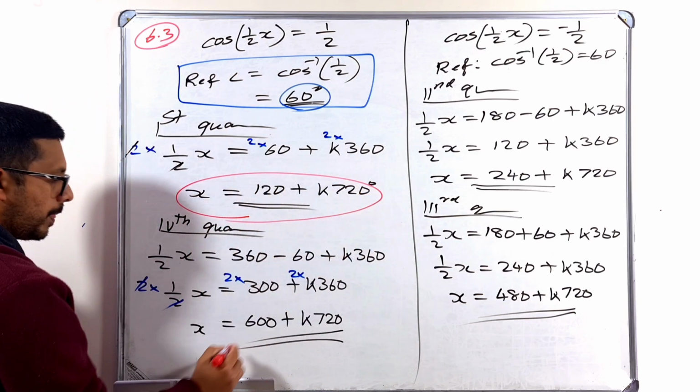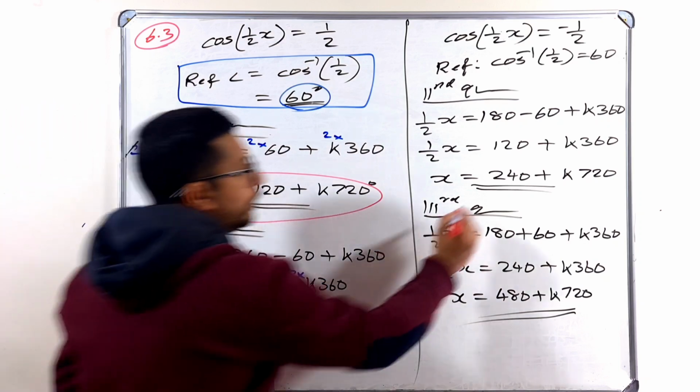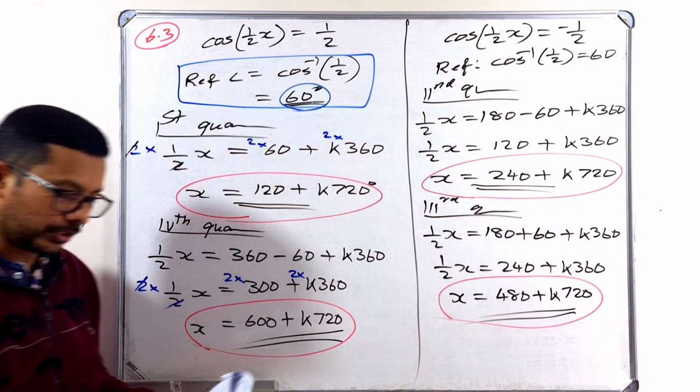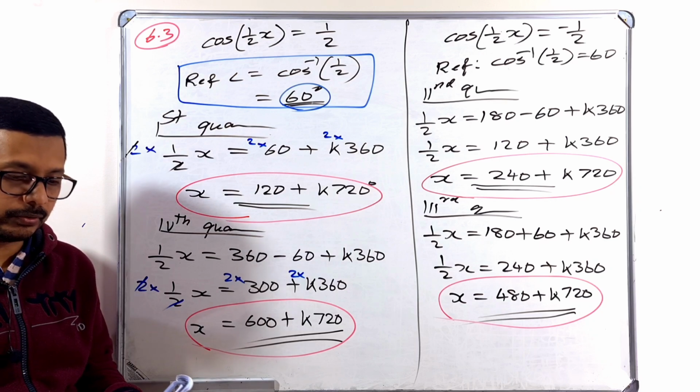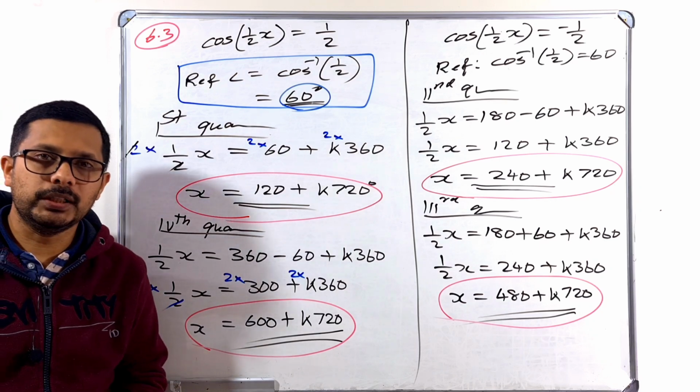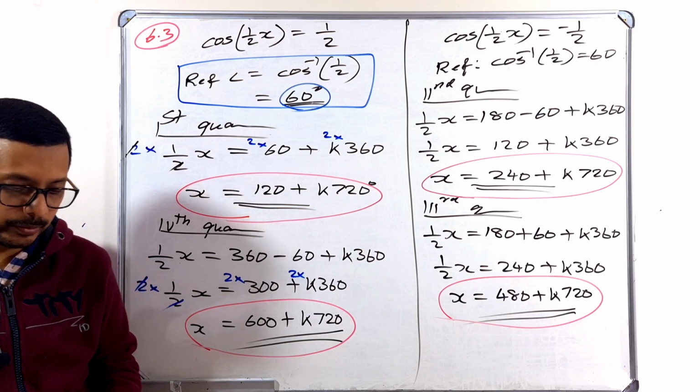So how many general solutions did we get? One here, second one, third one, and the fourth one. How many marks for this question? 6 marks. Oh, that's why. Okay, so anyway, that is question number 6.3. Now let's move to question number 6.4.